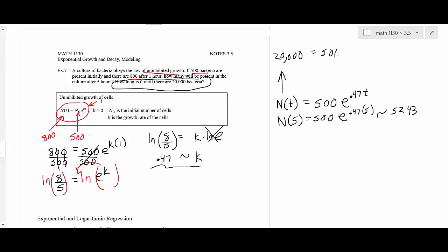That's equal to 500 e to the 0.47 t, and you would solve that. Okay, so again, what the problem said is you started with 500, how long to end up at 20,000? That would be a logarithmic problem, you'd have to use logarithms to solve that. But I'm not going to finish that up because I want to show you how to do regression on your calculator. And then I'll talk a little bit about logistic to kind of finish this up here tonight.